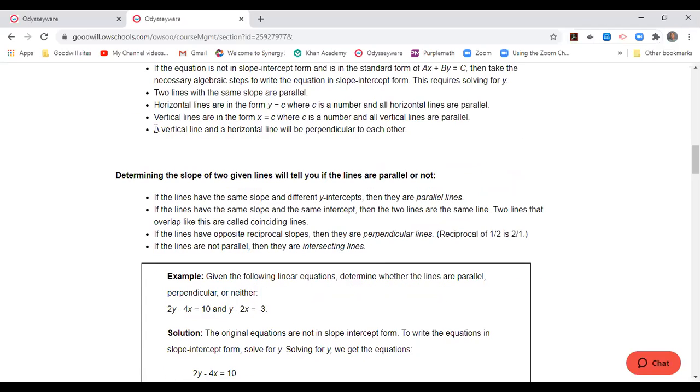Very important thing here to keep in mind. Horizontal and vertical lines are always going to be perpendicular to each other. Now, the thing about a vertical line is the slope is undefined. So the opposite reciprocal is going to be 0. Those are those two special case lines, vertical and horizontal, special cases.